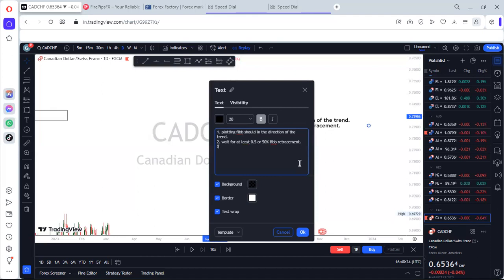And the third one is what? Look for entry confirmations. What are your entry confirmations? You have to have entry confirmations. So you look for them.